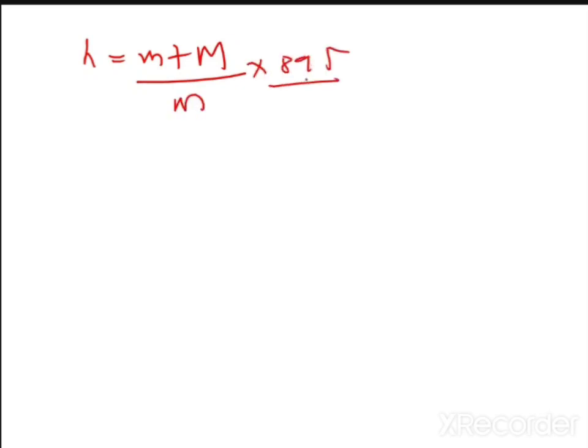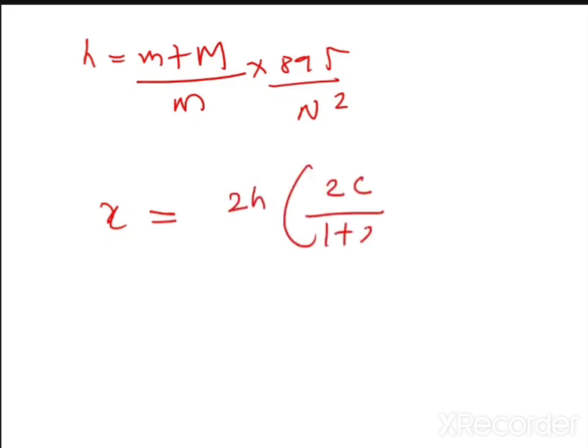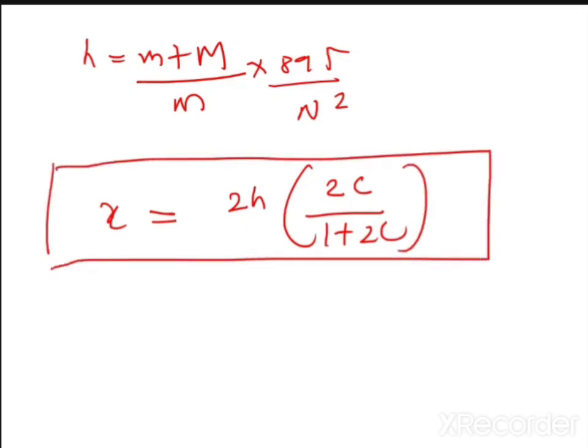Next. Now we know that we have already derived a formula for the H. What is the formula for the H? H is equal to (m plus capital M) divided by m into 895 upon N square. This we have already derived, right? Now from this formula we get X is equal to 2H into 2C divided by (1 plus 2C). I am not going into the derivation because there is no need, and it would create a very long lecture. So what is the formula for sleeve lift? X is equal to 2H into 2C upon (1 plus 2C).